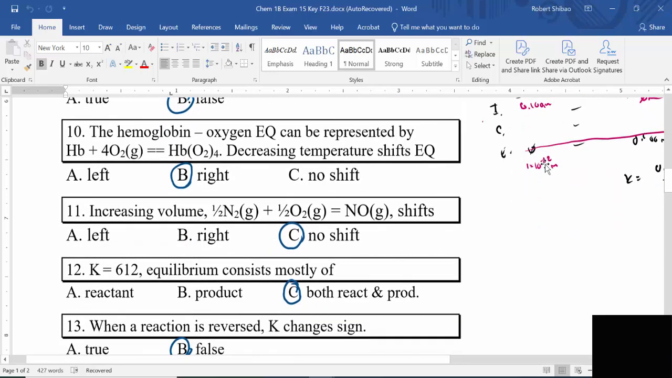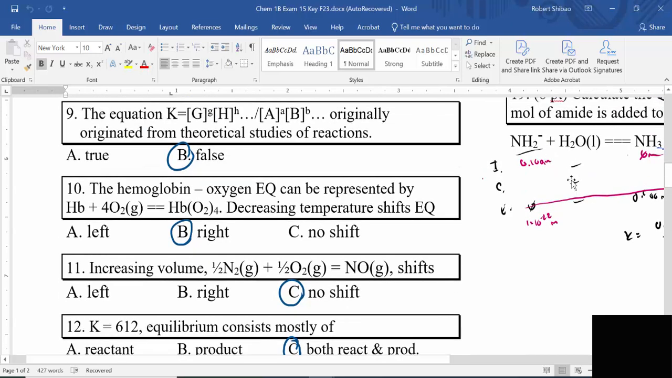Number 10, hemoglobin. The hemoglobin oxygen equilibrium can be represented by this equation, Hb for hemoglobin, which has iron 2+ in it, combining with 4 O2s to make this complex. Decreasing the temperature shifts the equilibrium. So decreasing temperature favors the endothermic or the exothermic direction? Exothermic. And increasing temperature favors the endothermic direction.